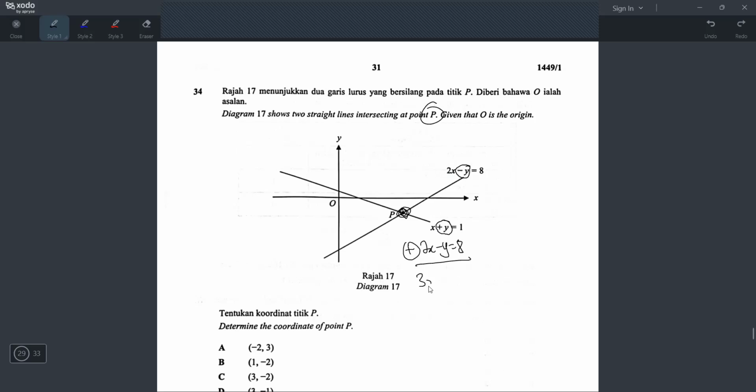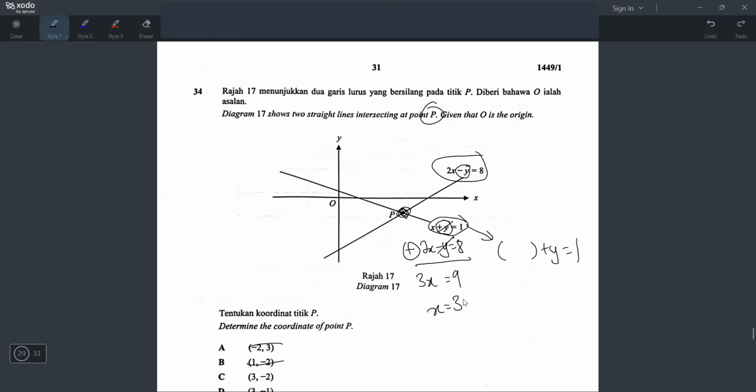Okay, x plus 2x is 3x. Y plus minus y, you see, hapus already, become 0, right? And then 1 plus 8 equals to 9, so x equals to 3, right? So the x coordinate is 3, so we know A and B is wrong. How to find the y coordinate? We ganti masuk dalam this equation ataupun this equation. Mana-mana boleh.